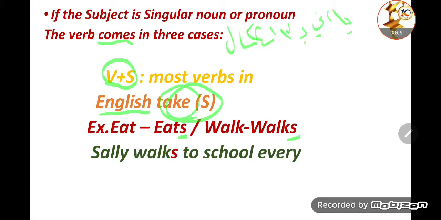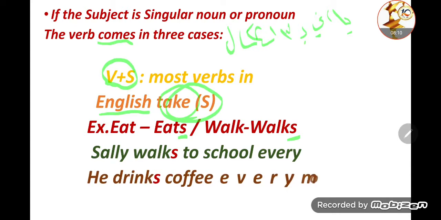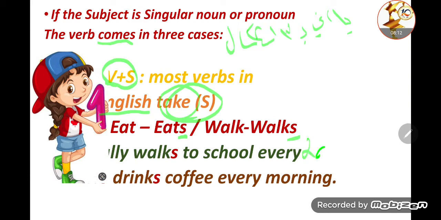Okay. Let me give you this example. Sally walks to school every day. So, this is case number 1. If the subject is a singular noun or a pronoun, we add s to the verb. For example, here, Sally walks to school every day. Sally goes to school every day.